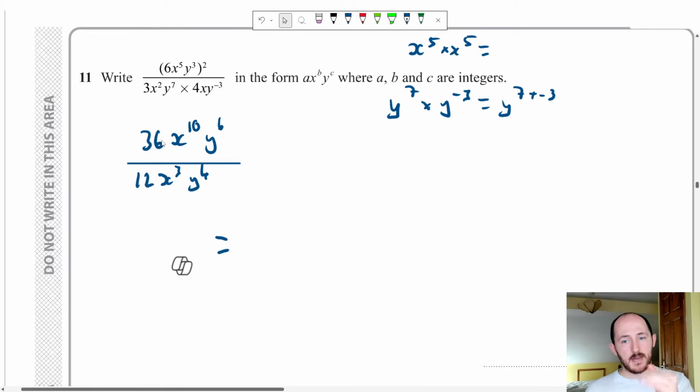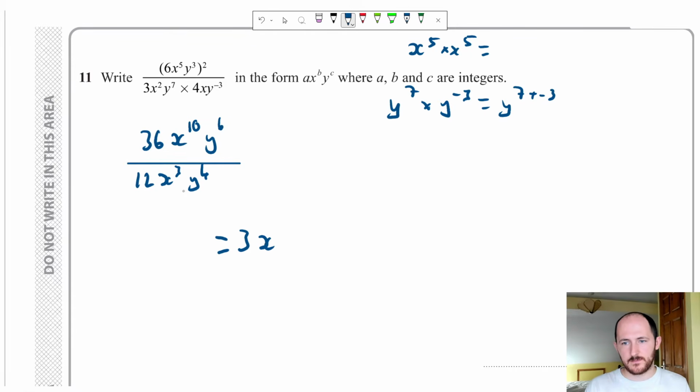Now, all we're going to do is we're going to go through this and divide it. Now again, we're not dividing the whole thing. Well, I mean, we are, but we take it step by step. What's 36 divided by 12? It's 3. X to the 10 divided by x cubed. Well, when you times two things, you add the powers. So when you divide, logically you would subtract, right? Because they're opposites. So 10 minus 3 is 7.